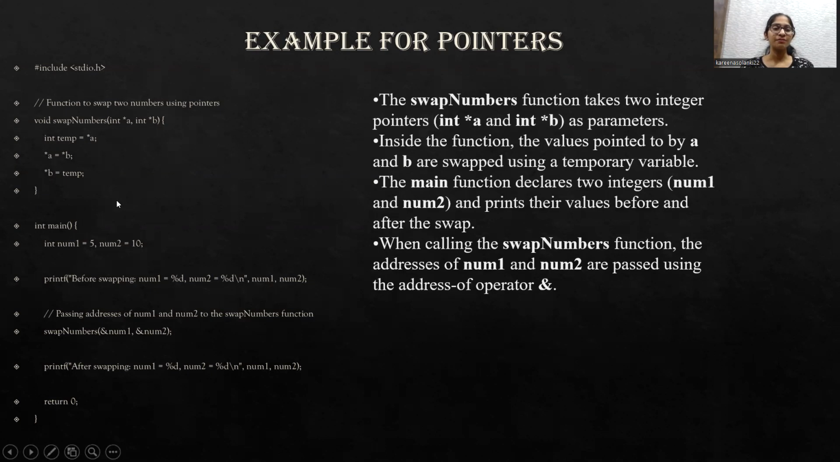That means here, int main, int num1 equals 5, int num2 equals 10, and the print statement is used, and in that print statement we see the values of num1 and num2 before swapping. Then we pass the addresses of num1 and num2 to the swap_numbers function, using the ampersand symbol for num1 and num2. With the printf statement again, we see the values of num1 and num2 after swapping, then return 0 and closing of the brace. This is a complete example for pointers.